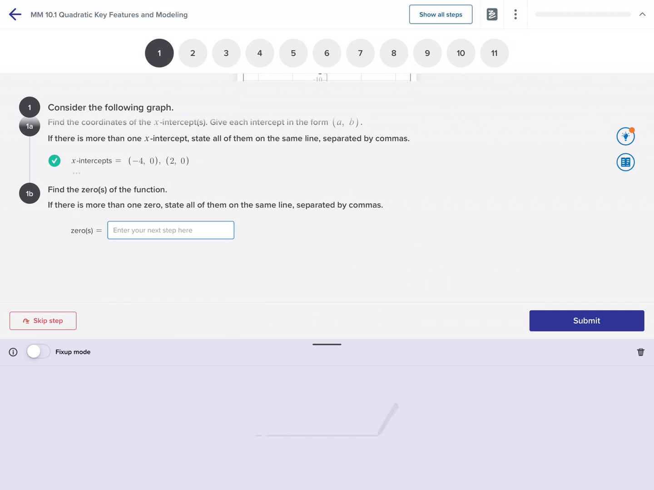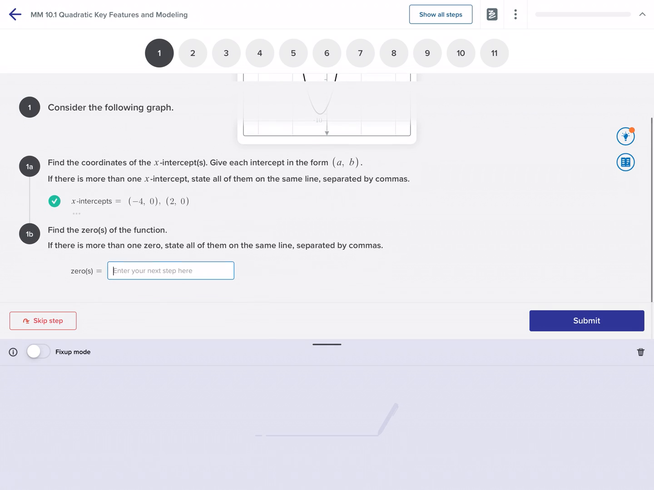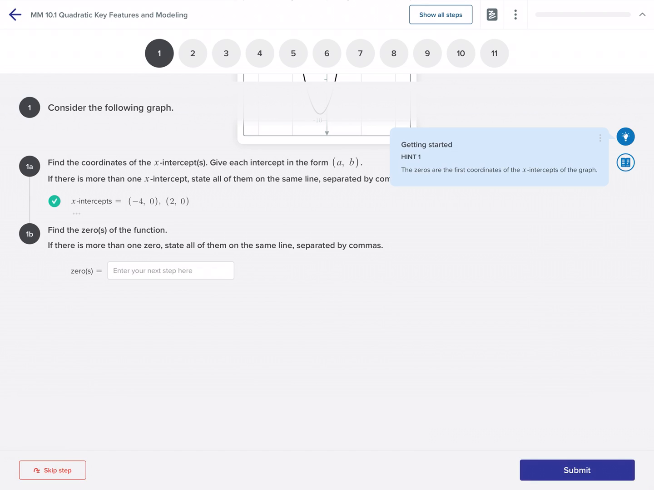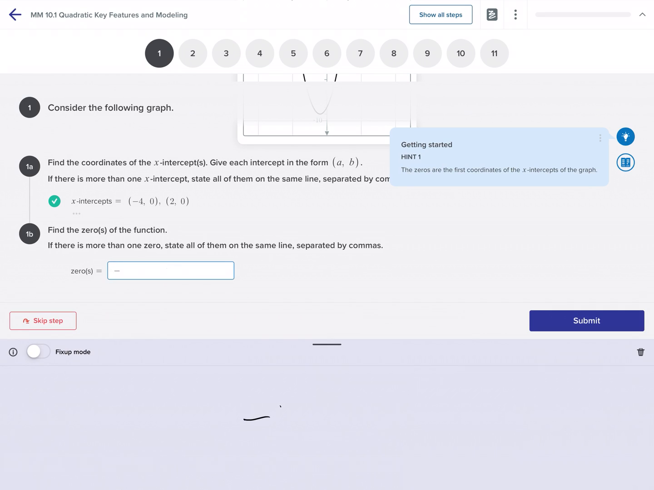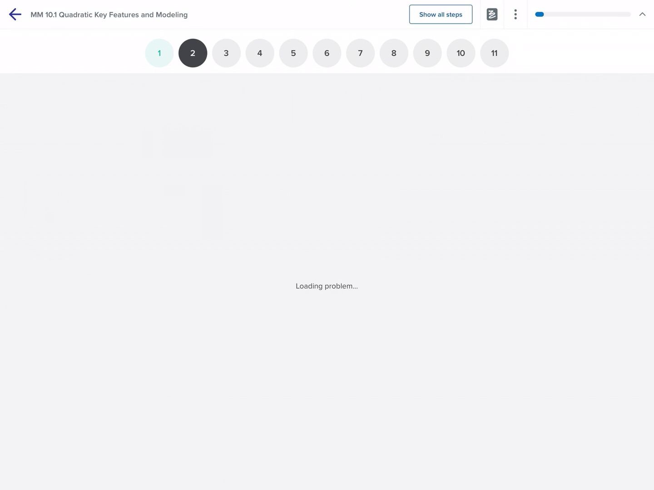Okay, and there's another example. Find the zeros of a function. Okay, so the zeros are just, like here you could get another hint if you needed to. The zeros are the first coordinate of the x-intercepts. So it's the x value of the x-intercepts. So here it would be something like -4, comma, the other is 2. Submit, and you got it. Okay? And then you just continue.